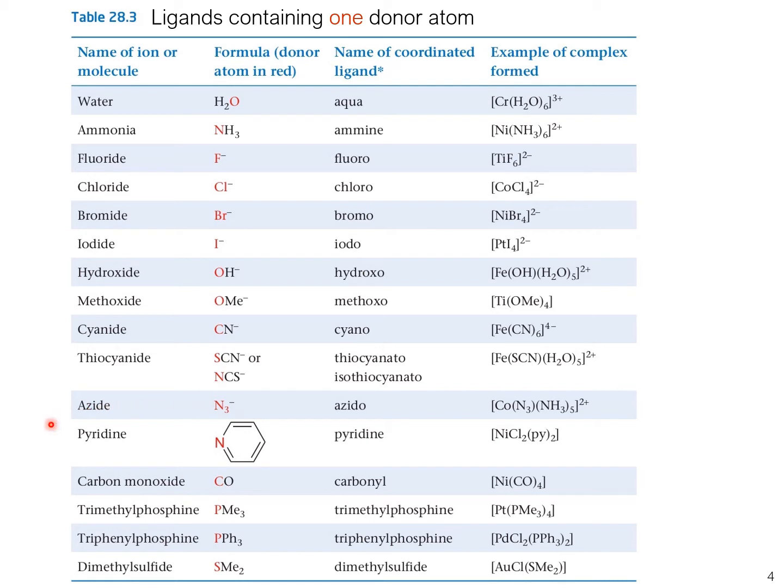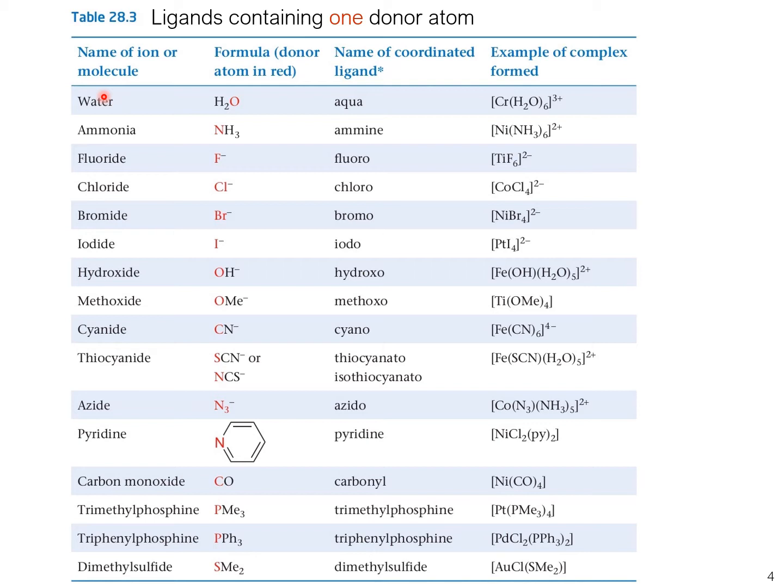Also things like pyridine. So we saw this as an example in one of the questions talking about BF3 or BH3, I think, and how it would react with it. And then we've got some phosphorus and sulfur based compounds as well that can also act as ligands.